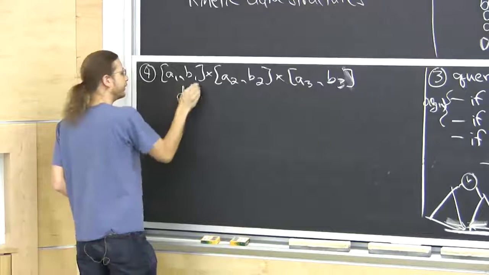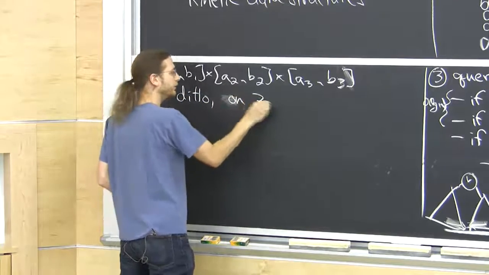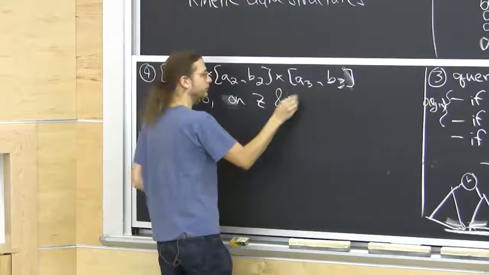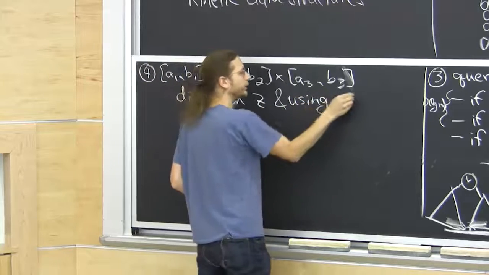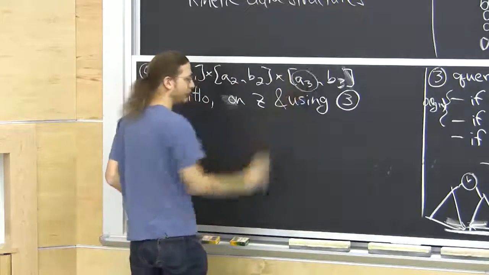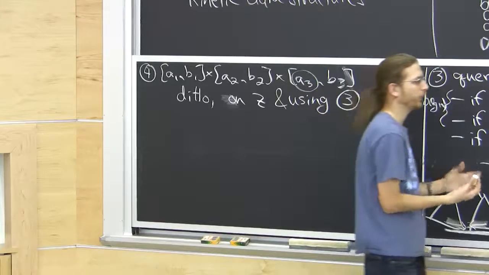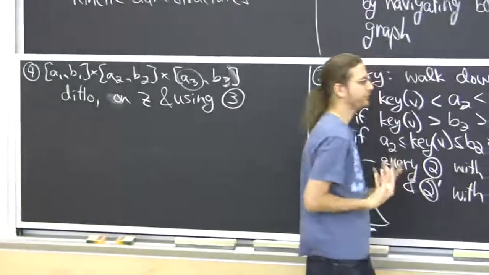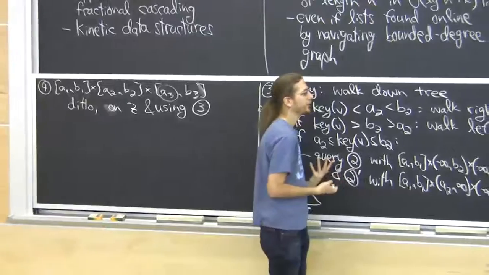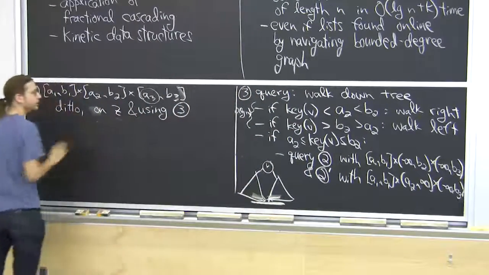Just ditto on Z, and using 3 in place of 2. So we want to add in this A3. We build a 3 data structure. We build 3' data structures in exactly the same way. 3' are on the left, 3's are on the right of every node in this range tree on Z.